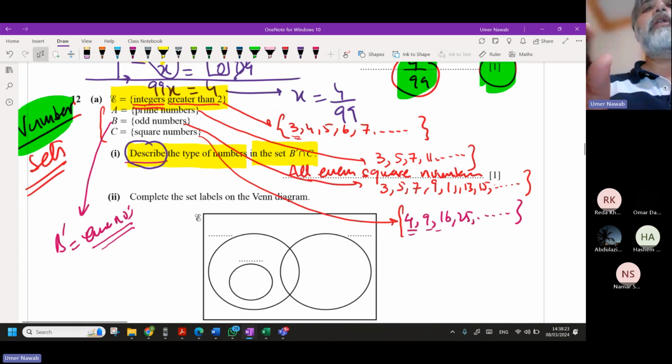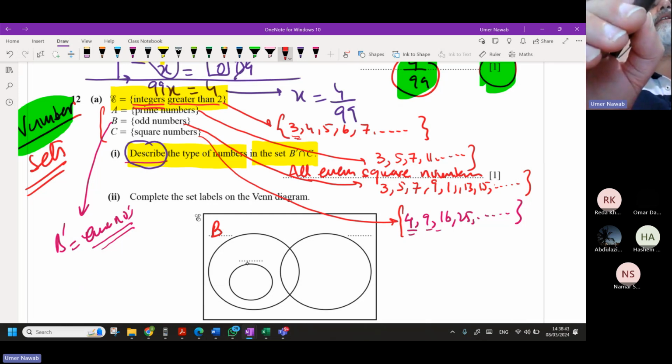Then after that, guys, we need to label. Universal set is already labeled. You guys know that odd numbers are always big. So this is your odd number. Prime numbers are always inside, except two, you got it. So B is the set of odd numbers. A is the set of prime numbers. There is nothing common with your C.